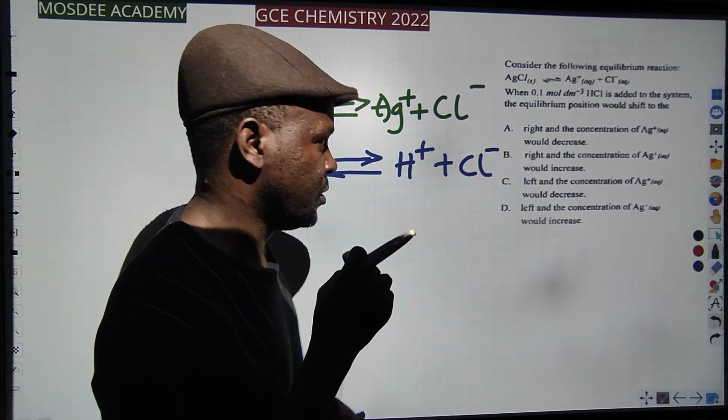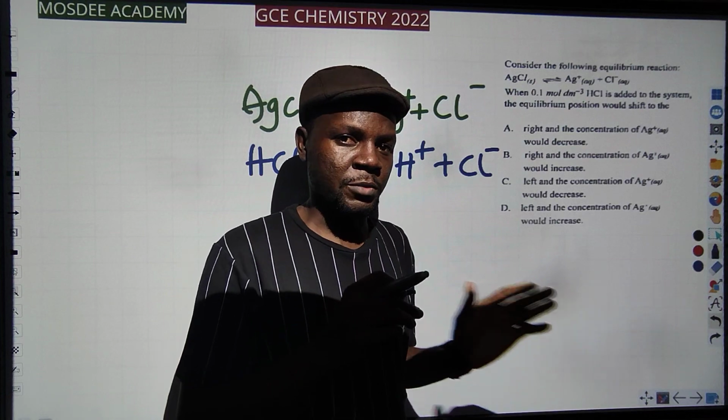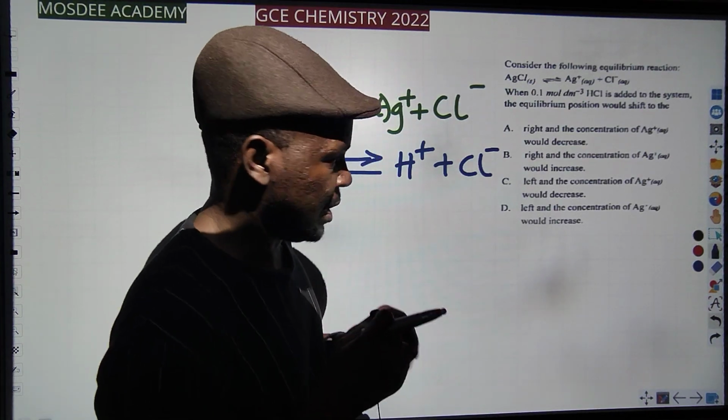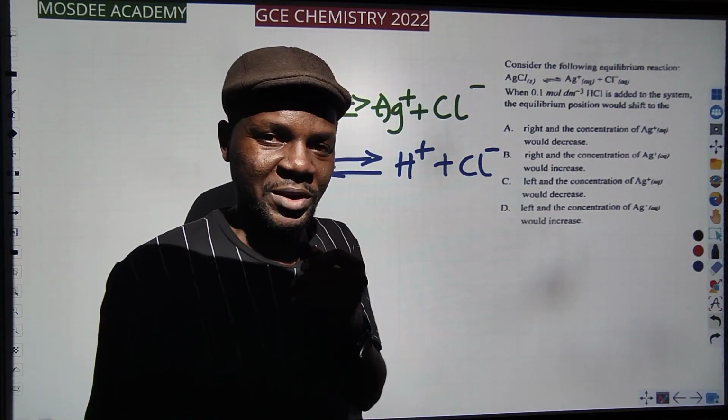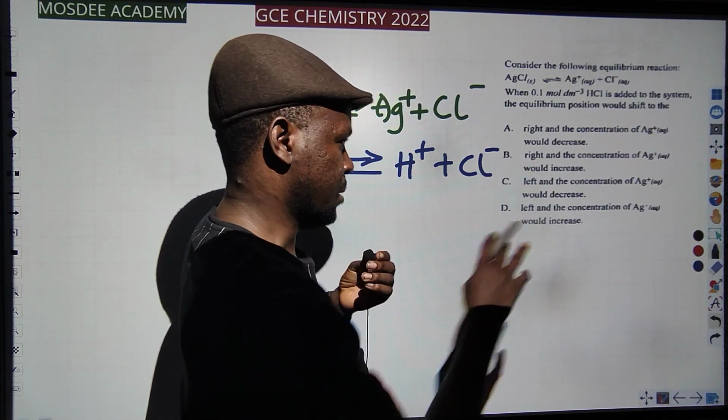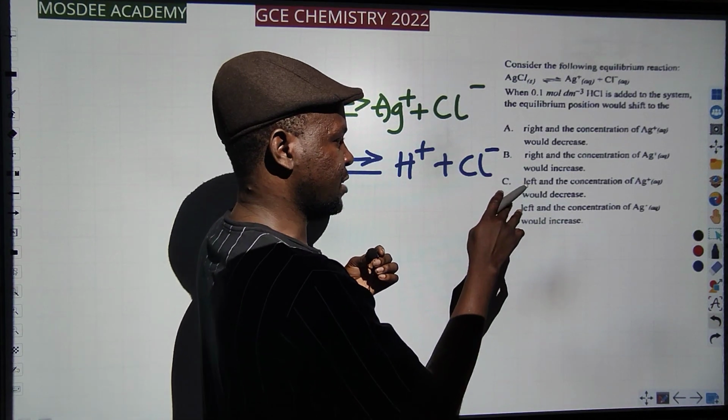So let's see the options. Right, it is not right. I'm not going to pick right. So let me say the left. Now the equilibrium position will shift to the left. Both C and D choices are giving me left. So let's see the other one. Left, and the concentration of Ag would decrease.